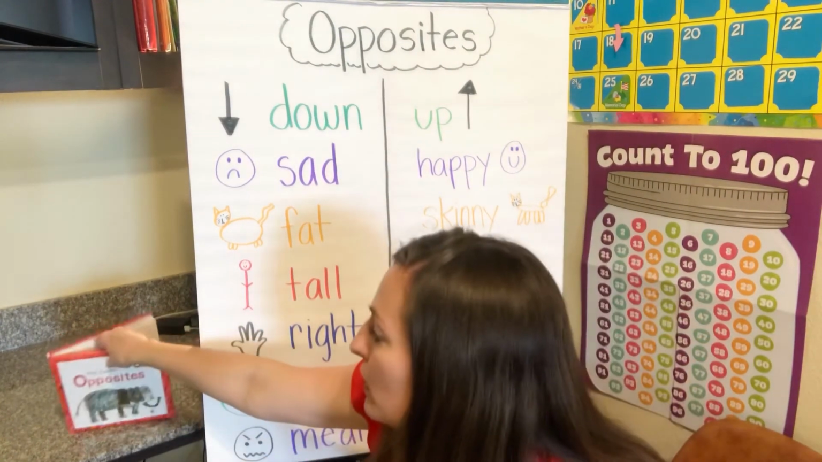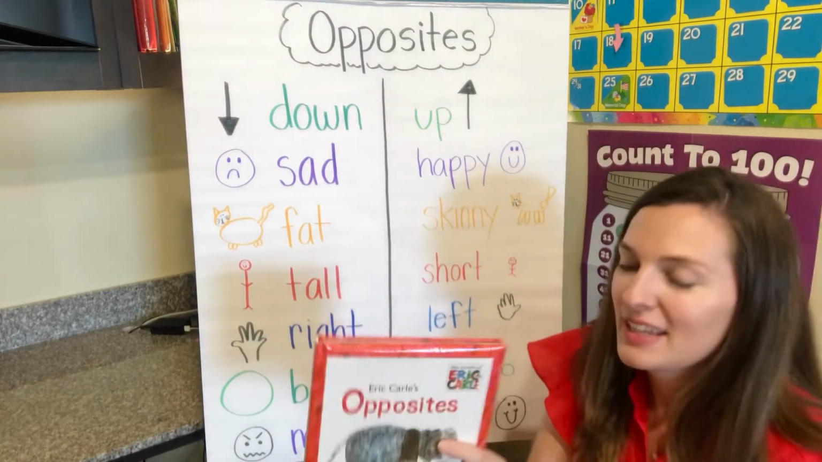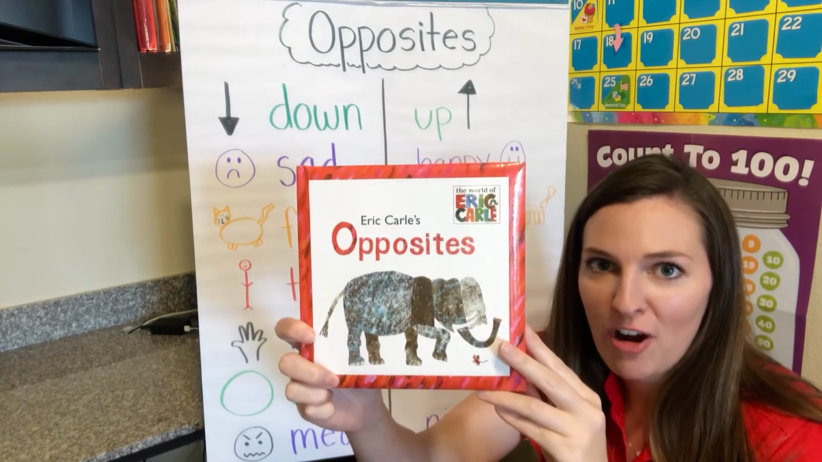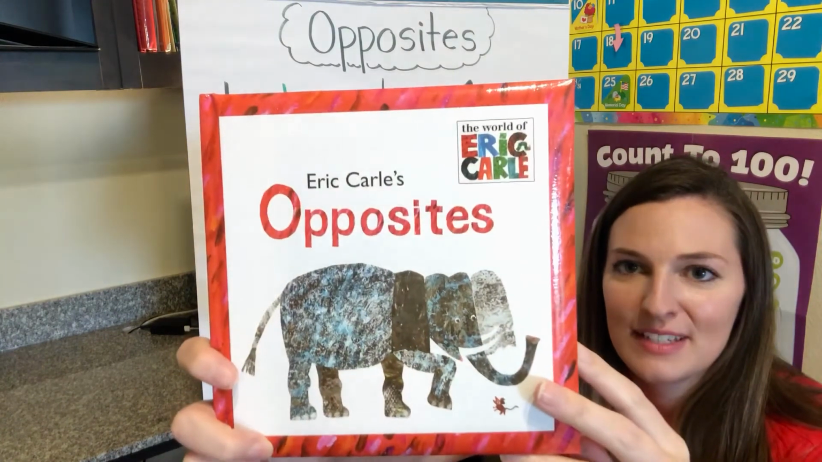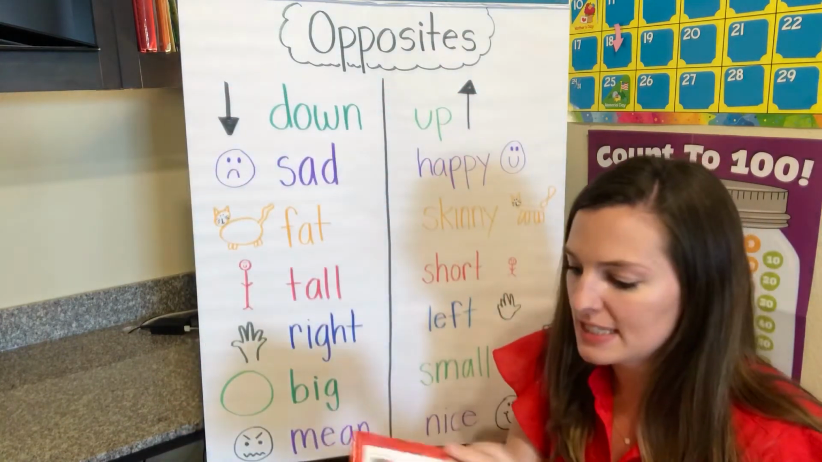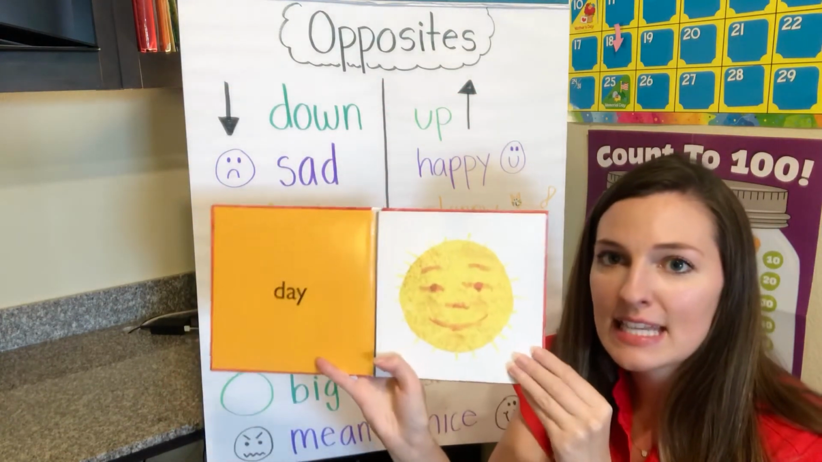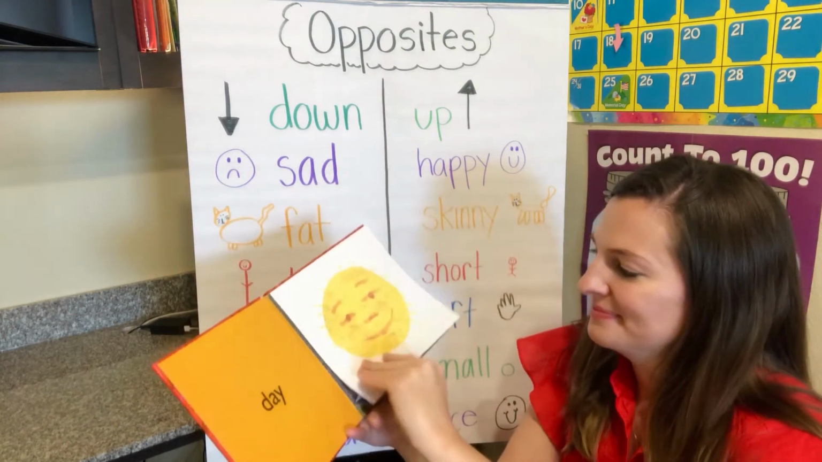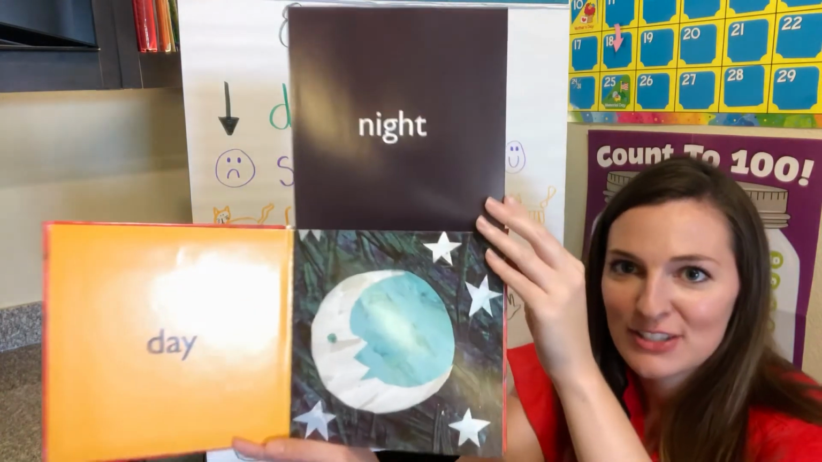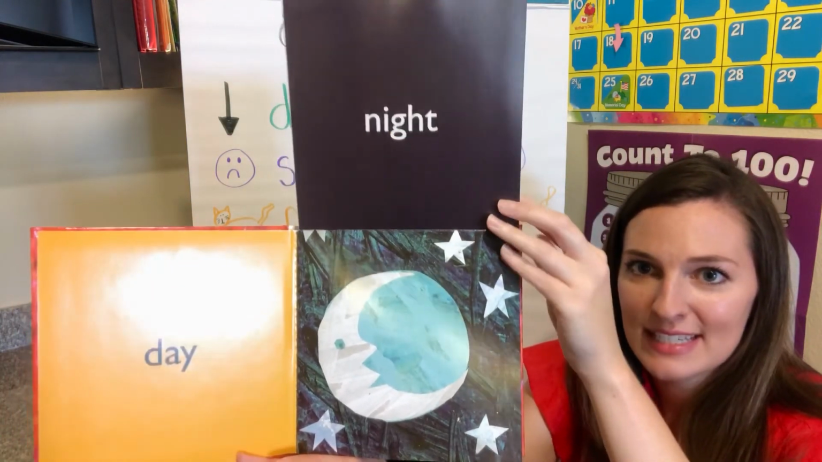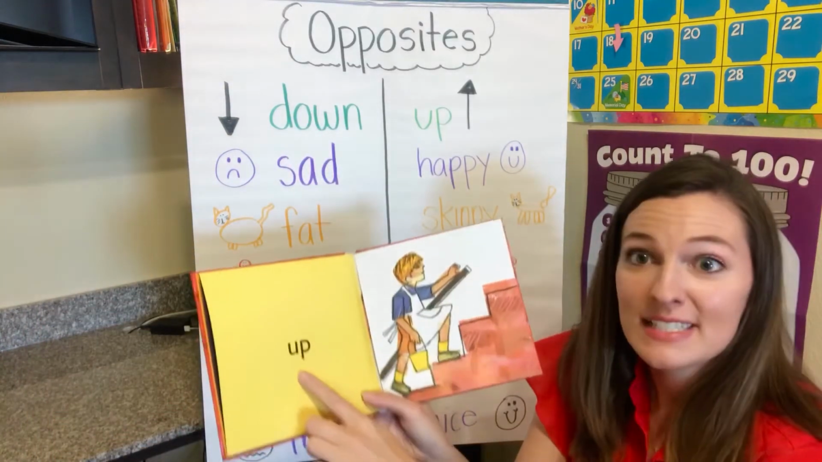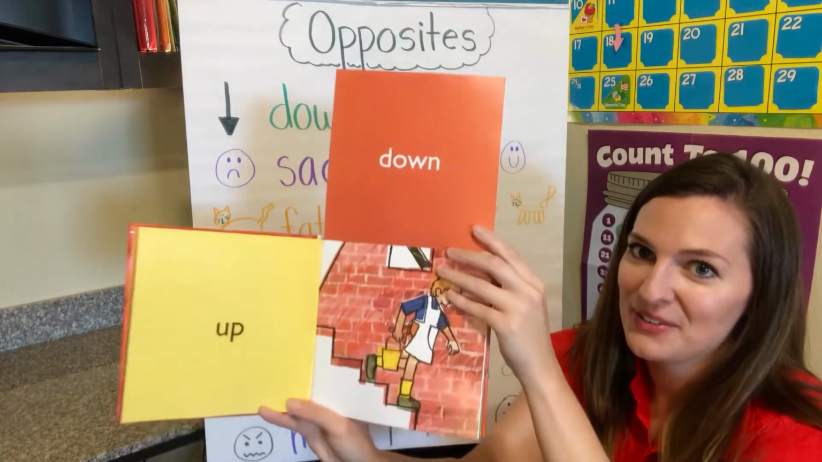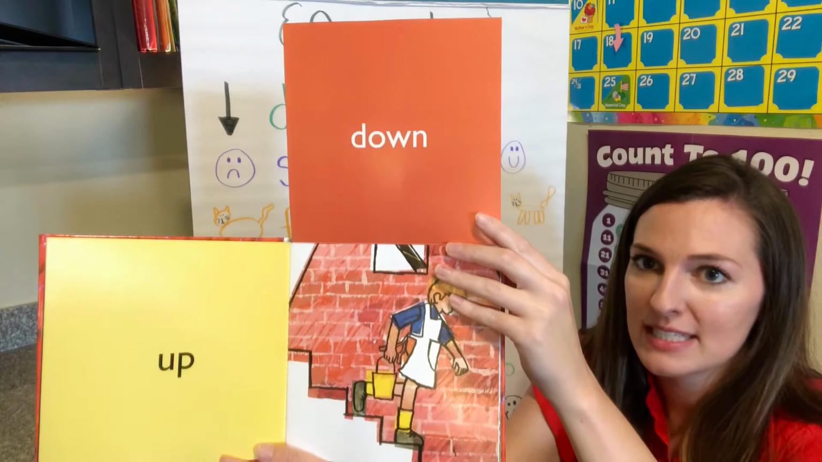And now we are going to read Eric Carle's opposites. We love Eric Carle books, right? So Eric Carle's opposites. So what is the opposite of day? Night. So day and night are opposites. What is the opposite of up? Down. Up and down are opposites.